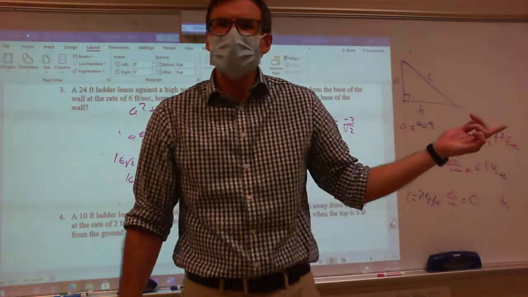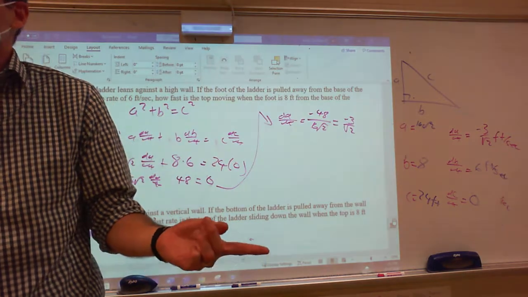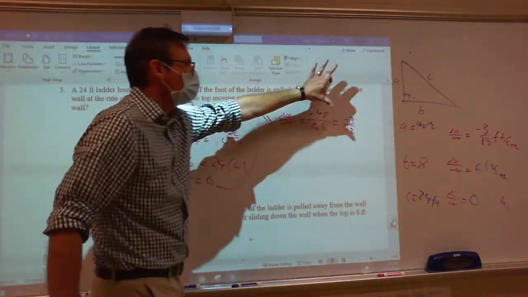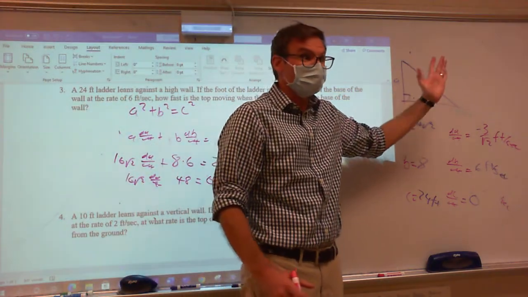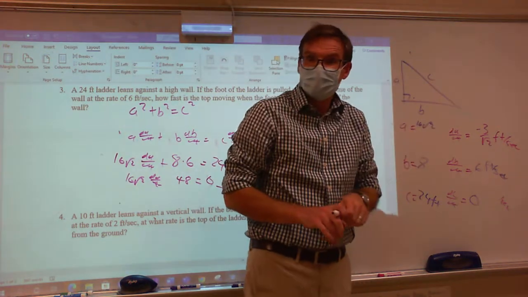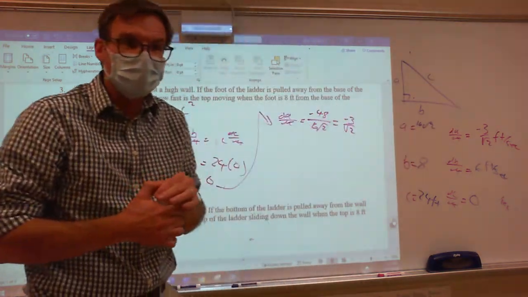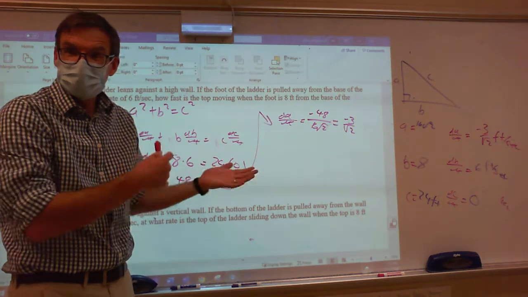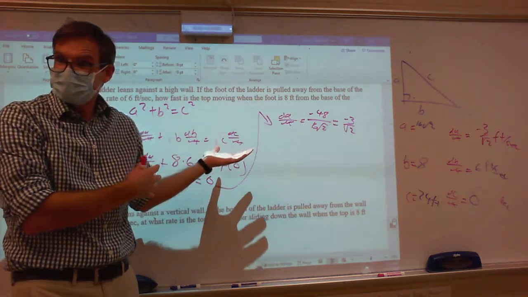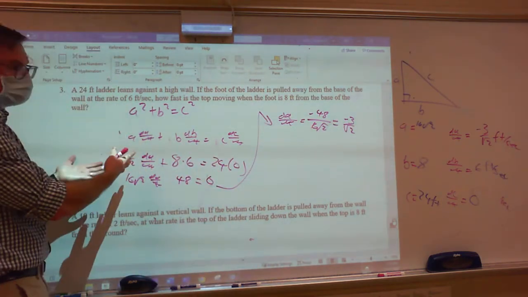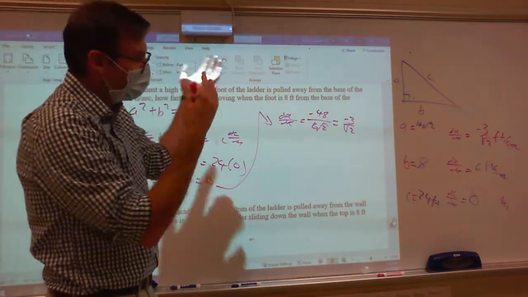So the negative rate tells us what? It's decreasing. This line's getting smaller, which is what should happen, right? Because this is going down. So everybody okay with this? Do you see how this worked the same way as the other one, didn't it? We described a picture, we drew the picture, yay, right?